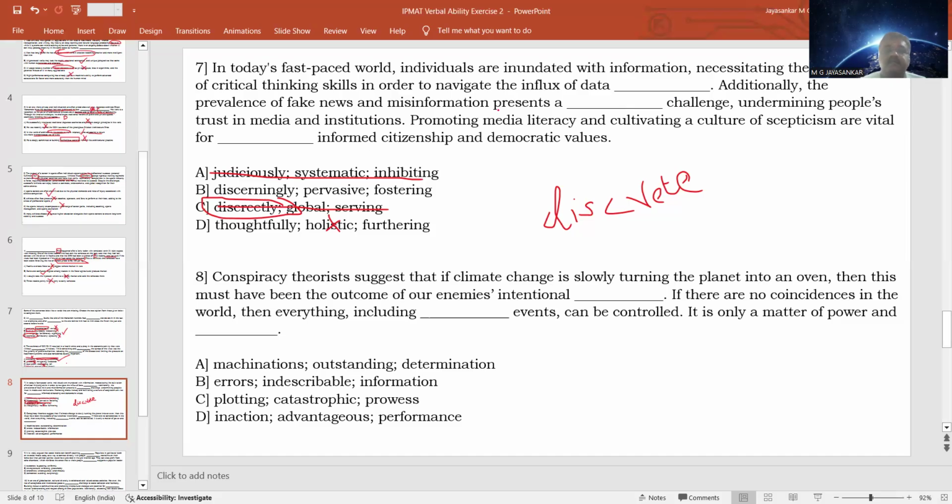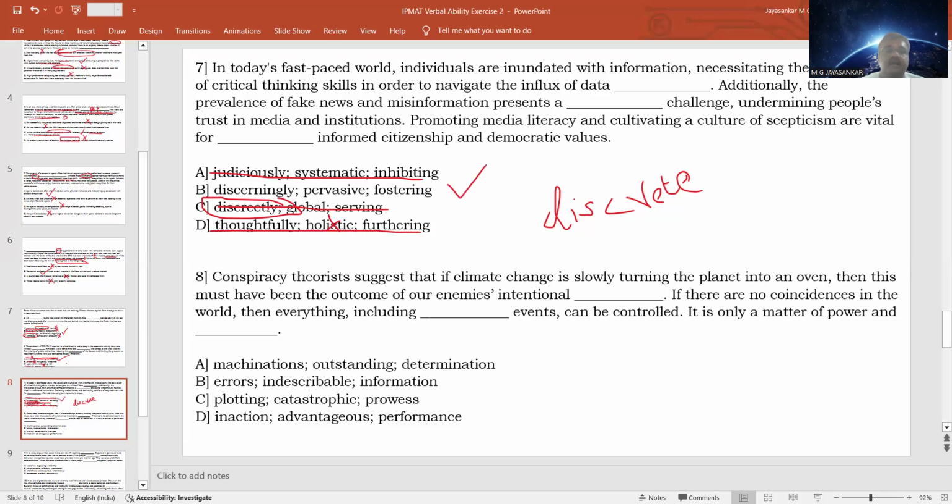And additionally, the prevalence of fake news and misinformation undermining people's trust in media, promoting media literacy, and cultivating cultural skepticism are vital for developing informed citizenship. So which is the word here? Fostering. Fostering is a good word, so fostering informed. Because of systematic, this is deleted. Option D is also deleted. So option B is the correct answer.